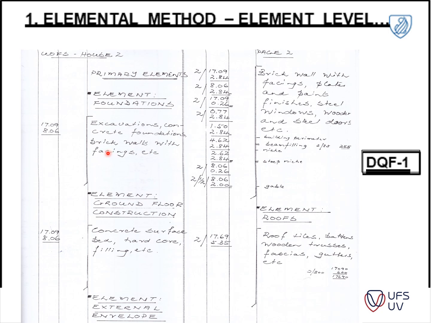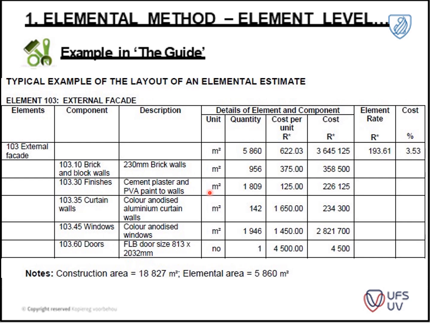But it is what you basically did in your first year, where you need to group your elements together. So your element, your foundations, where you have your excavations, your ground floor construction, elemental external envelope, etc. So this is where your guide assists you greatly in developing those different headings and groups that you're going to measure your quantities on. So, for instance, if we look at an example of this, a typical example of the layout of an elemental estimate, will have your element on this side, your component, and then your description.